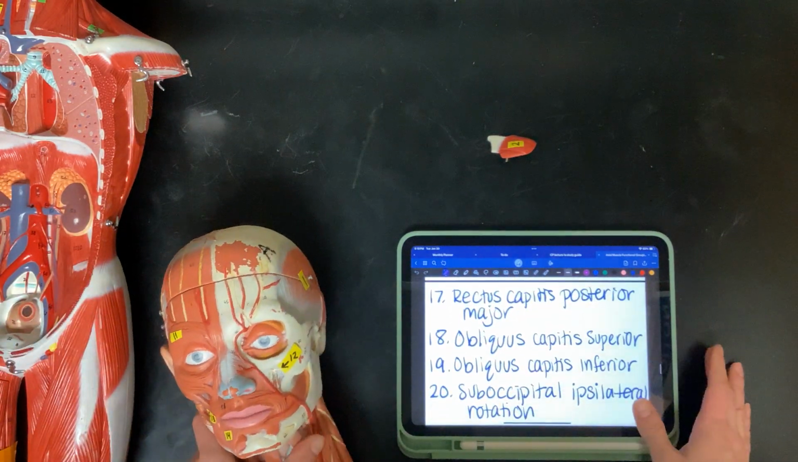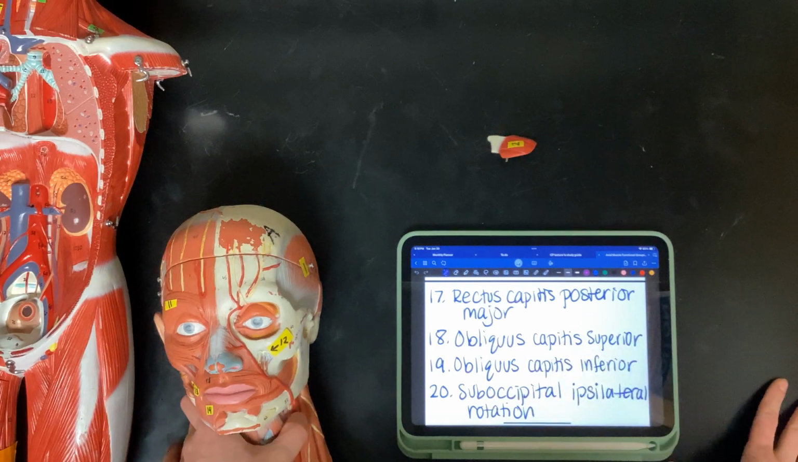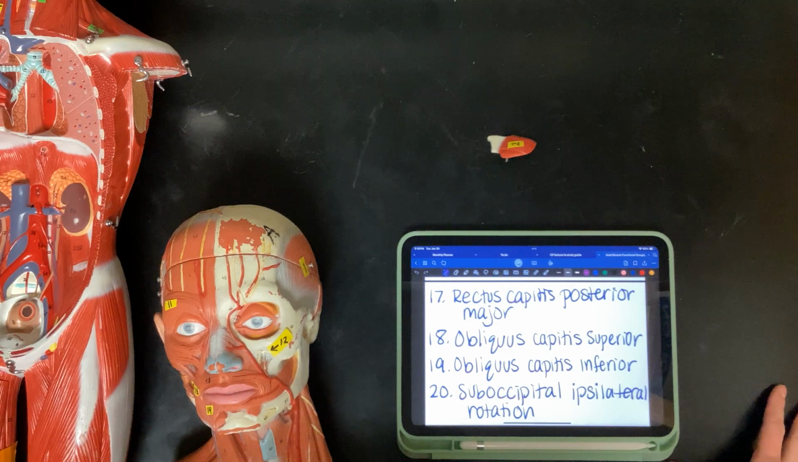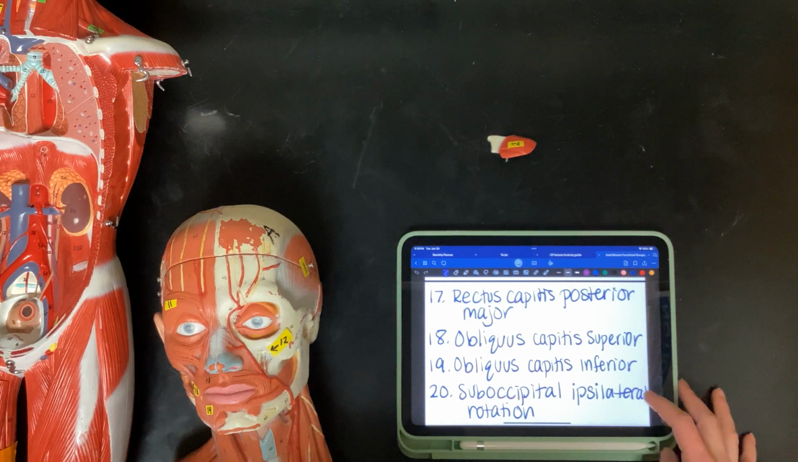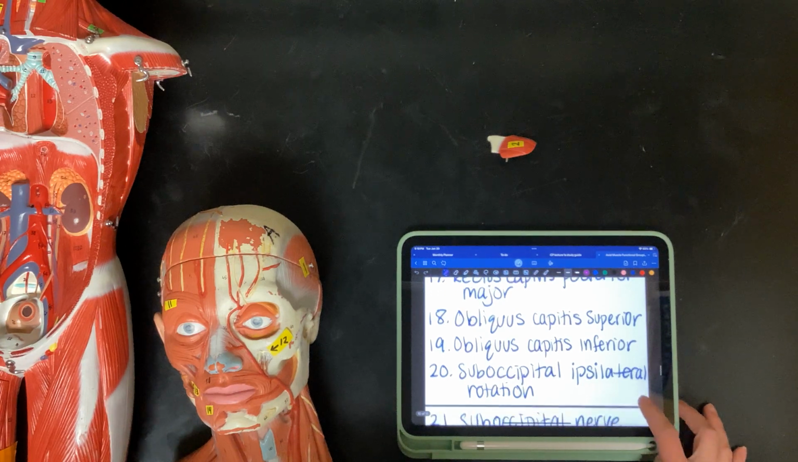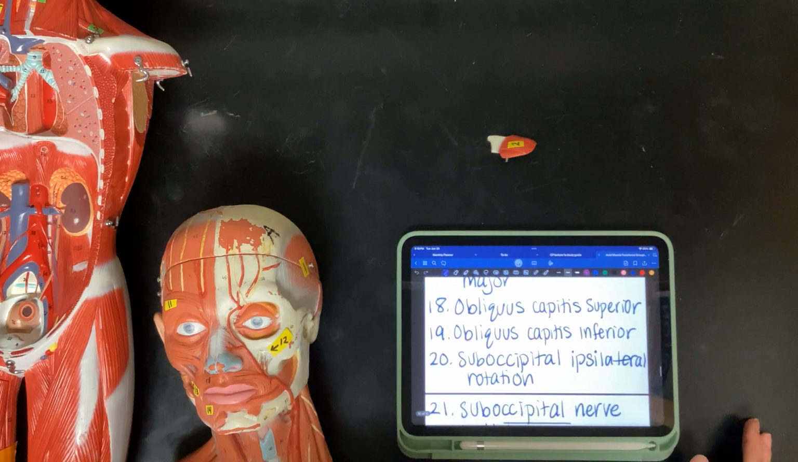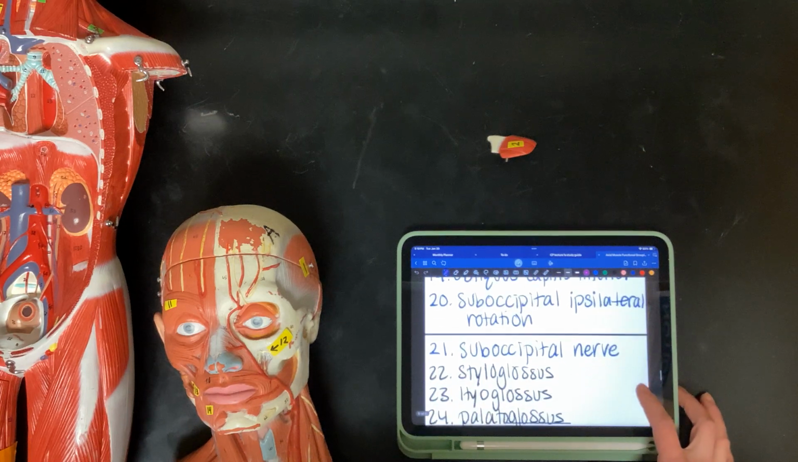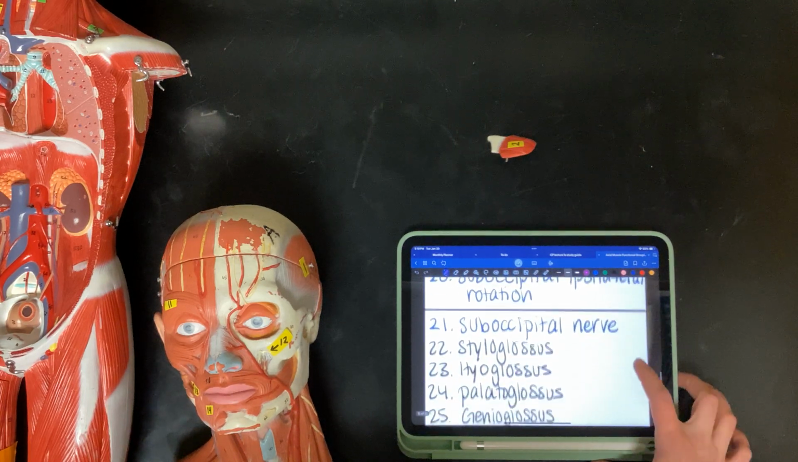Next we have that picture. 17 is rectus capitis posterior major. 18 was obliquus capitis superior. 19 obliquus capitis inferior. 20, they all do suboccipital ipsilateral rotation. So that's rotation of the skull, and are all innervated by the suboccipital nerve.